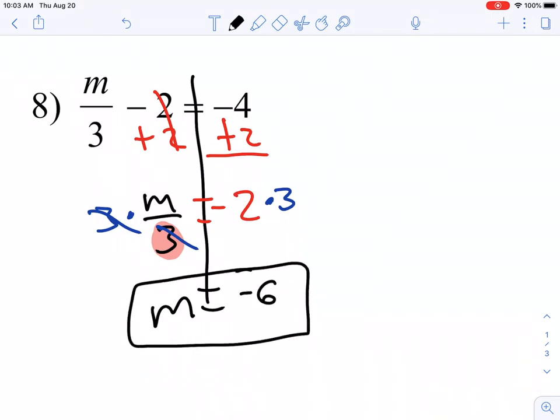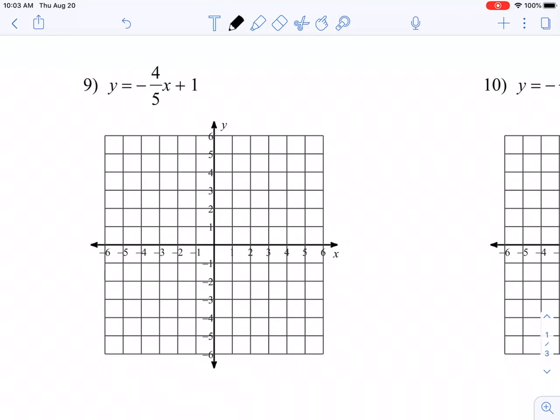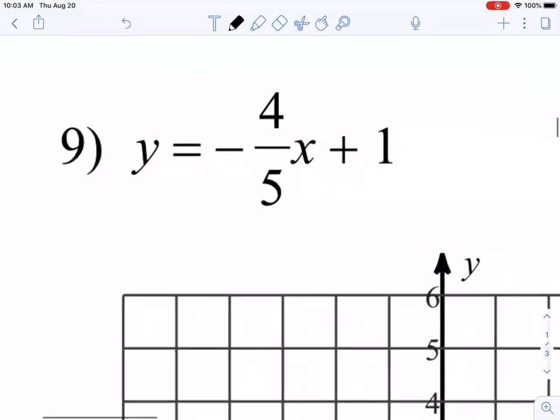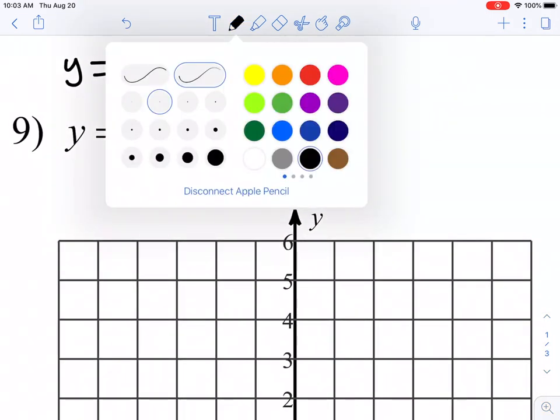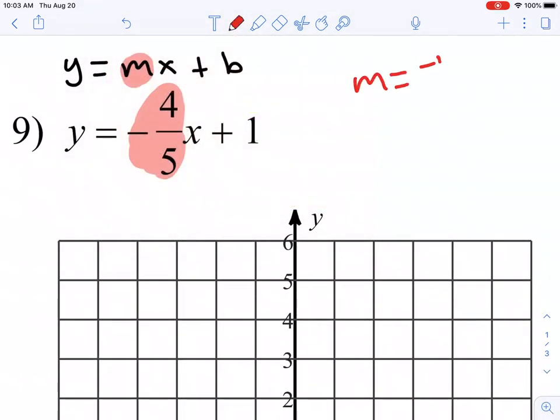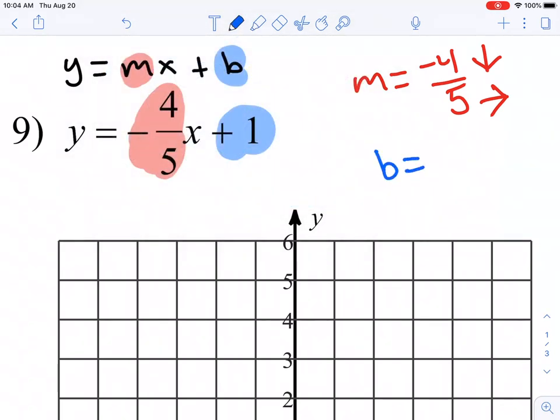Okay, number 9, we're just graphing a single line here. So I need to know, if we're working with y equals mx plus b, then my m, or my slope, is negative 4 over 5, which means we would go down 4, right 5. My b is positive 1, which means we are going to begin at positive 1.